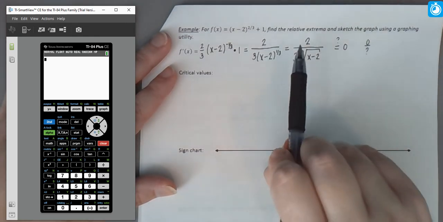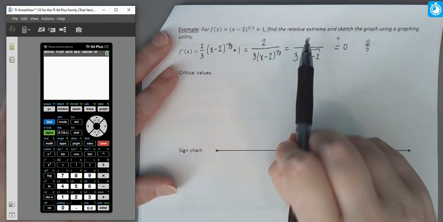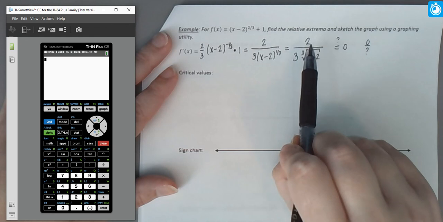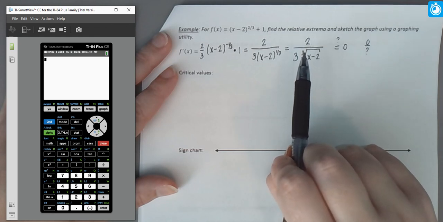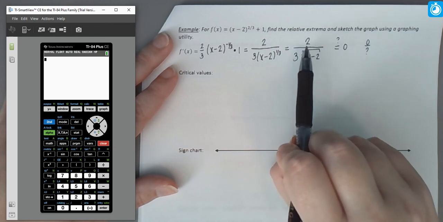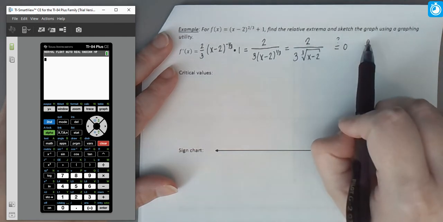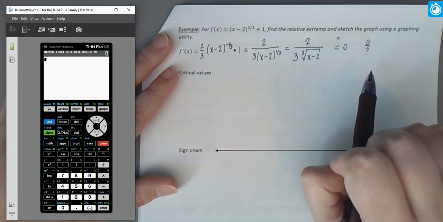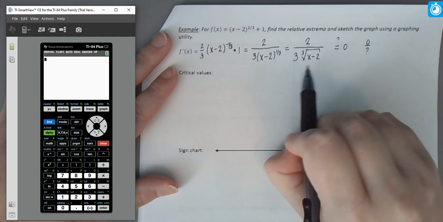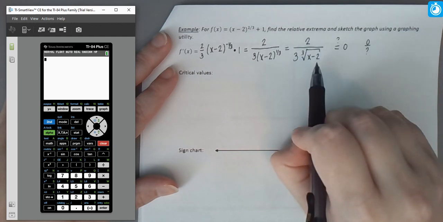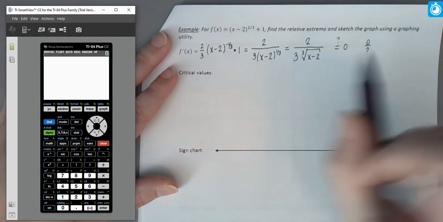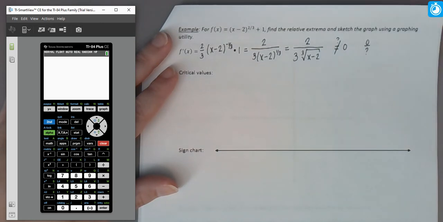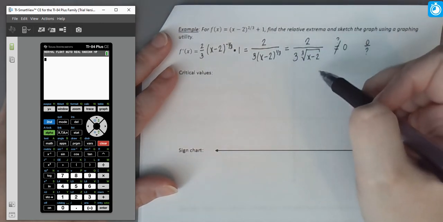Well, here's a problem though. Notice our numerator is just 2. It's identically 2, and we don't actually have a variable in the numerator. So if the numerator is always 2, there's no way to get a numerator of 0. So that means this particular function, representing our derivative, cannot be equal to 0. There won't be any x values that make this equal to 0.